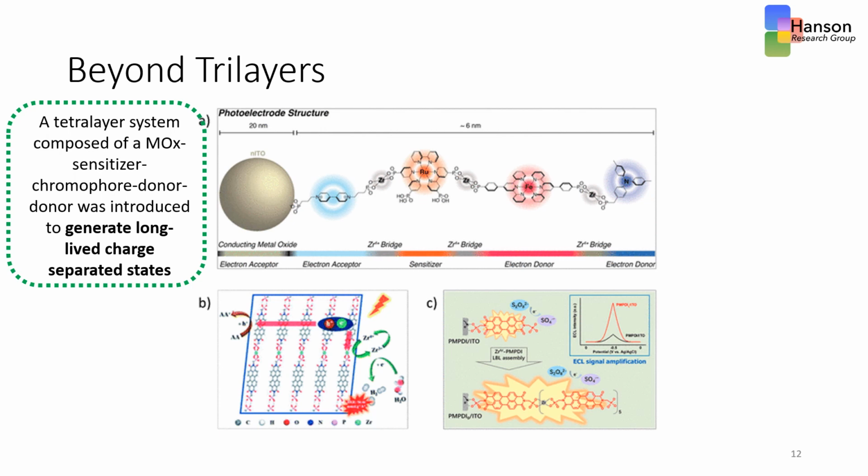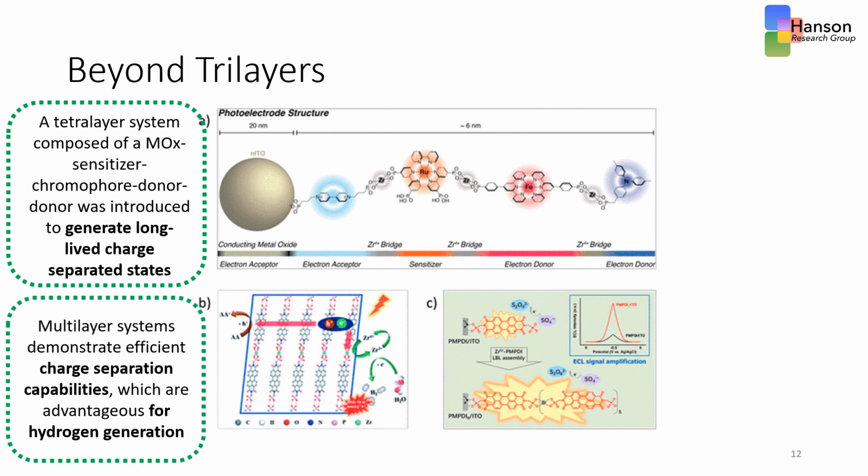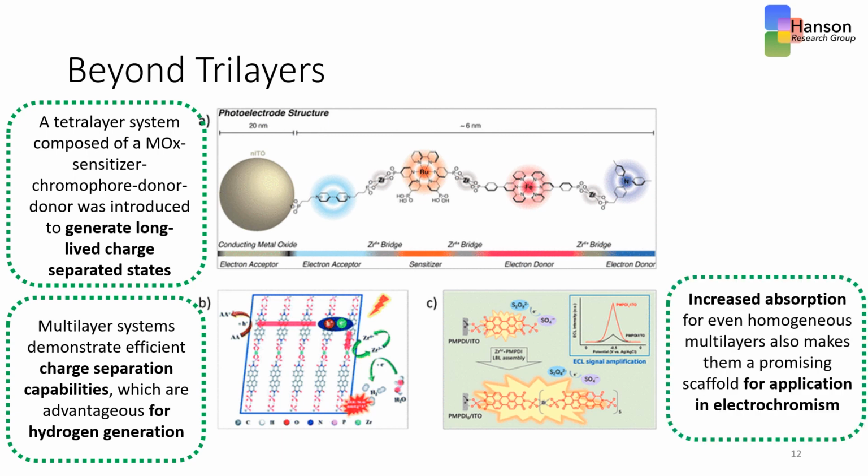Larger systems have been built as well, demonstrating the ability to generate long-lived charge-separated states, useful in hydrogen generation. They've also been used for increased absorption necessary for application in electrochromism.